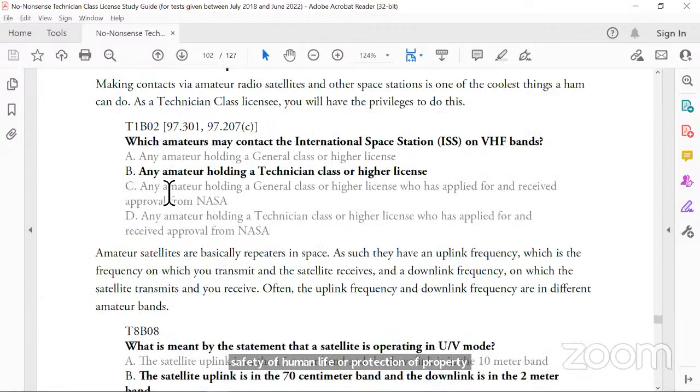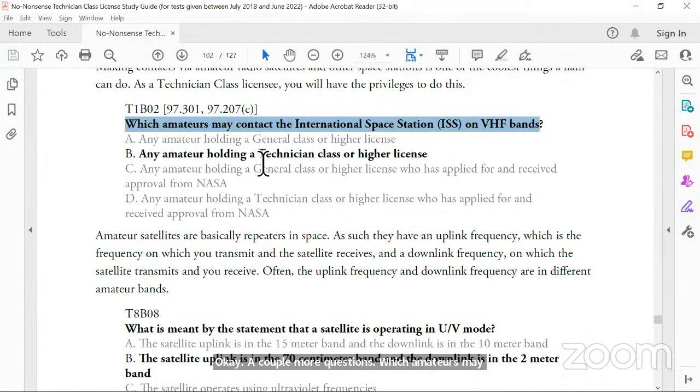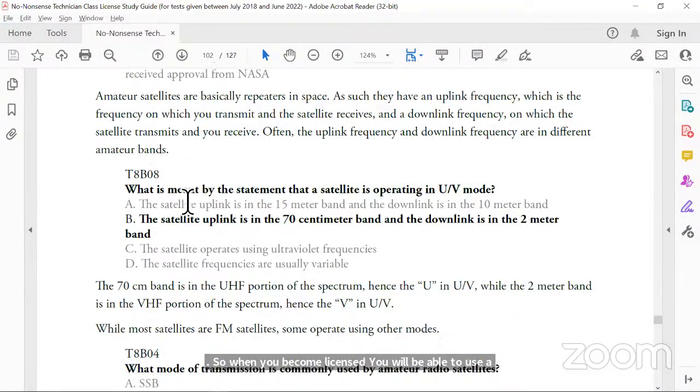Okay, couple more questions. Which amateurs may contact the International Space Station on VHF bands? Any amateur holding a technician class or higher license. So when you become licensed, you will be able to use a space station such as the ISS and communicate. Yes, folks, pretty exciting to do.